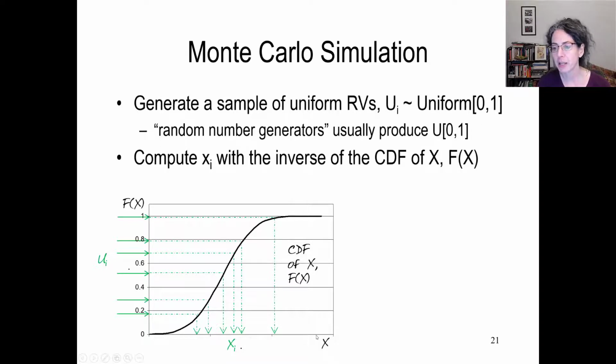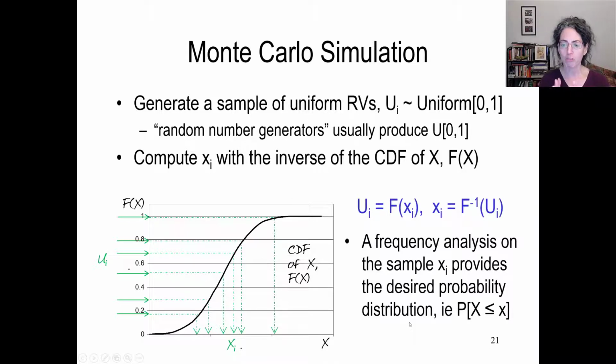So you can imagine this sample of x's, if we were to do a frequency analysis on it and make a histogram, then we're going to see more values in the middle and fewer out of the tails. And in fact, it's going to look like that bell curve PDF of the normal distribution that we saw on the last slide. And that was our intention, to replicate that probability distribution. So this has worked out.